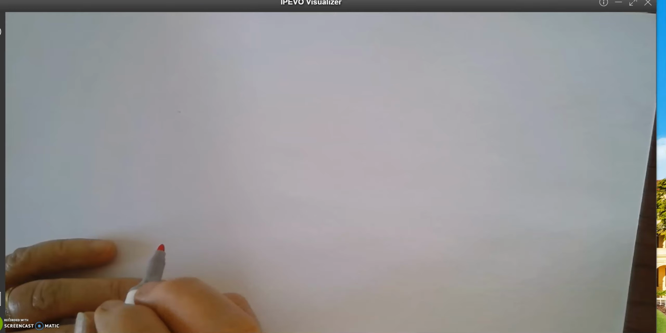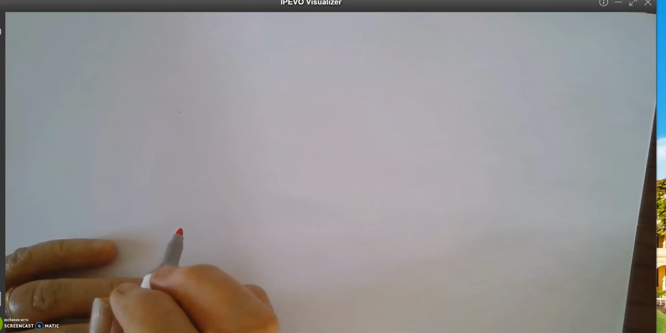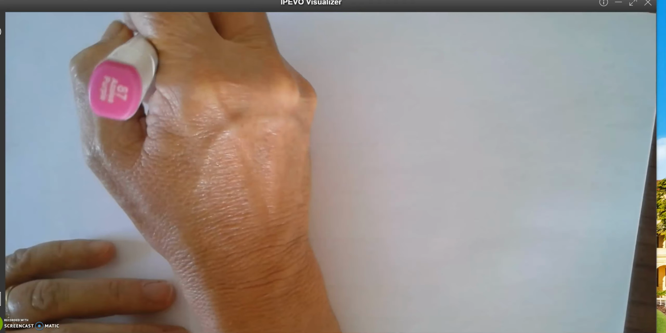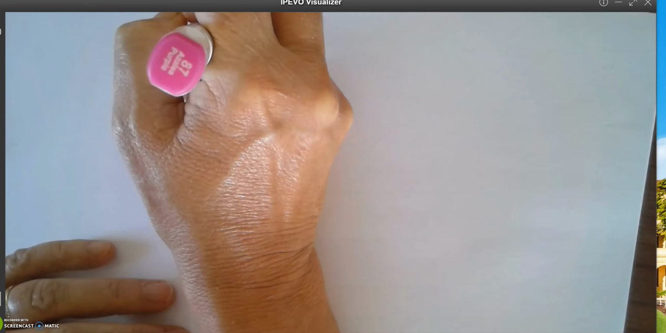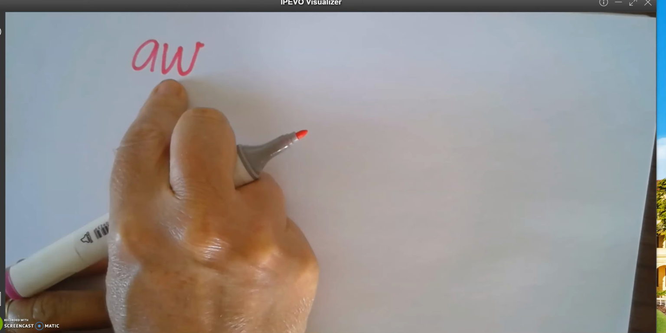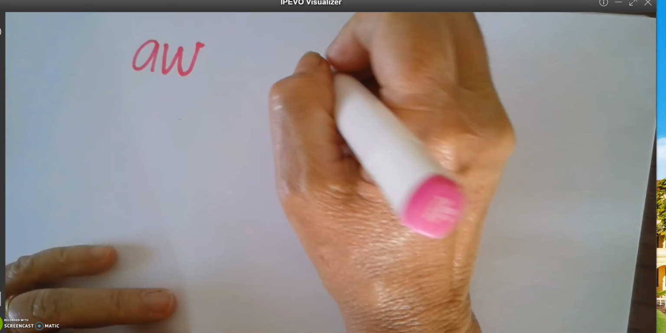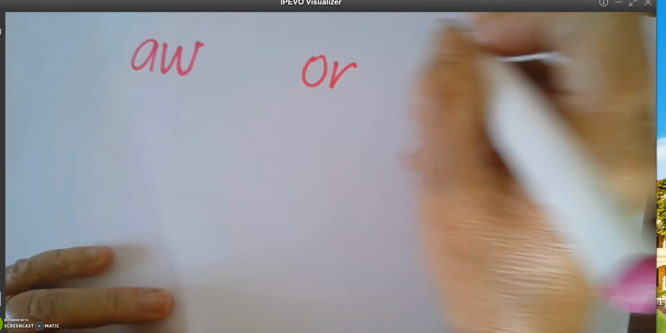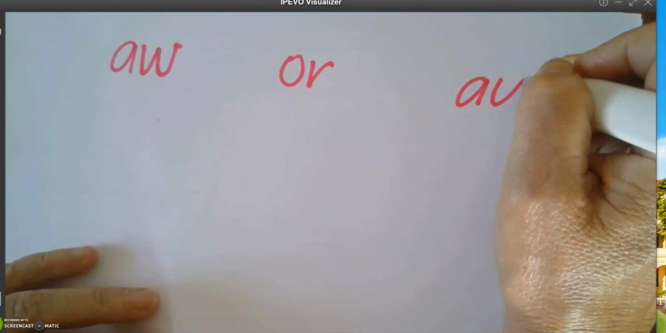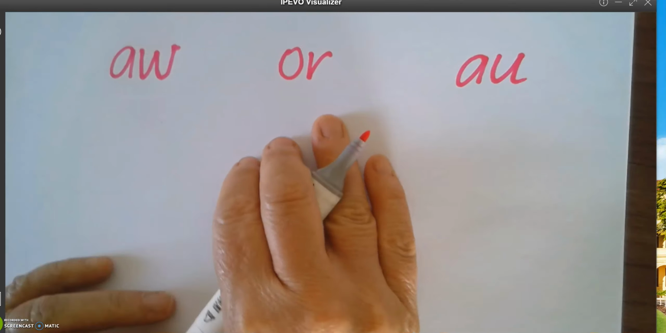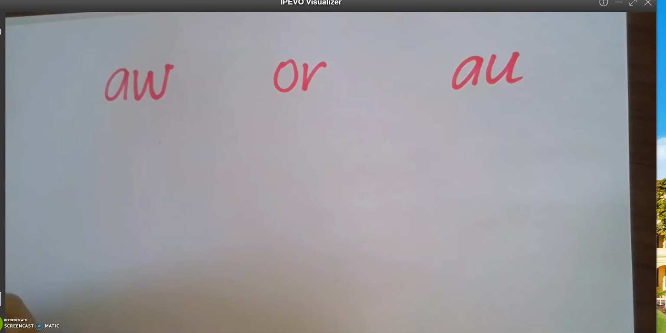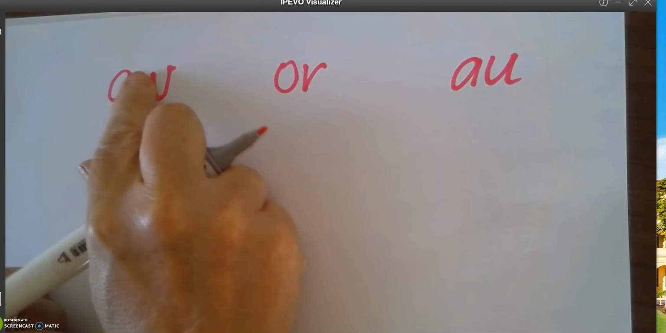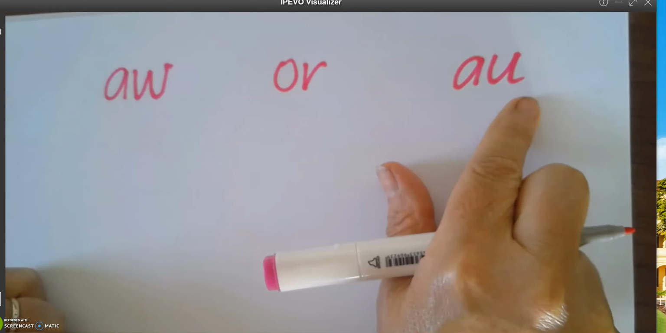Hi boys, looking at our week two words today, we're going to look at all of the different ways you can say the sound "or". So you can use AW, OR, or AU. Now, unfortunately, you just have to kind of remember which of these suits which word.